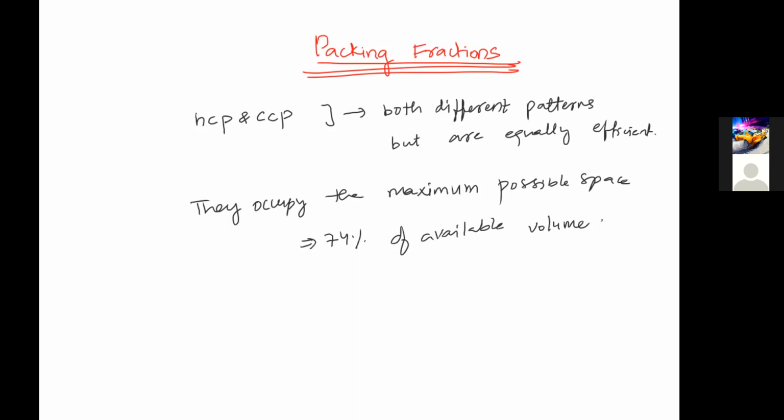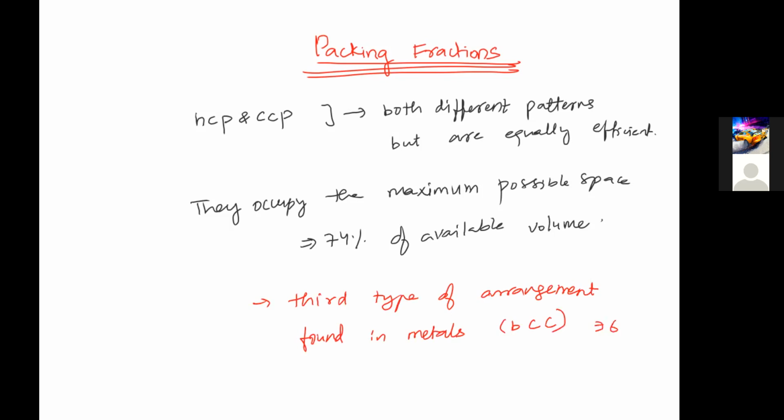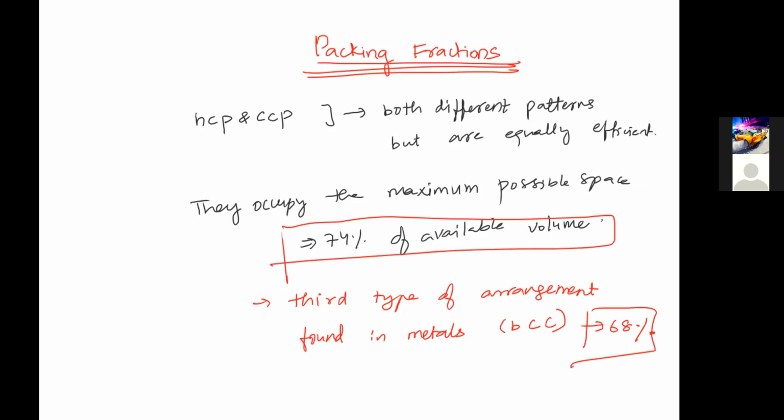Other than these two, there is a third type of arrangement that is found in metals. That is the body-centered cubic lattice. In this, the occupancy is only 68%. Okay, these are the two packing fractions. Just remember, you have to learn them by heart. 74% and 68%, you have to remember the values.